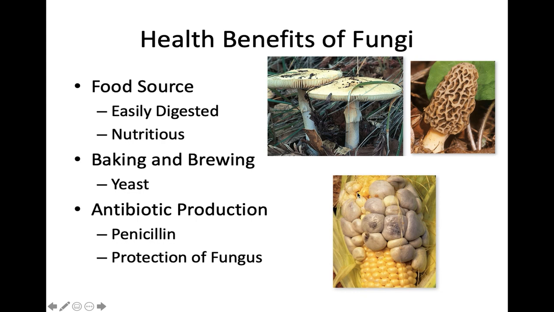But anyway, it's also called corn smut, and it's a really common dish in Mexico and Central America. Yeast, another type of fungus, is commonly used in baking and brewing. We've brought it up before.